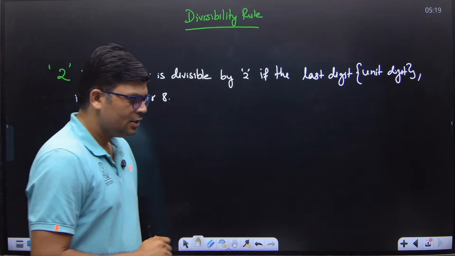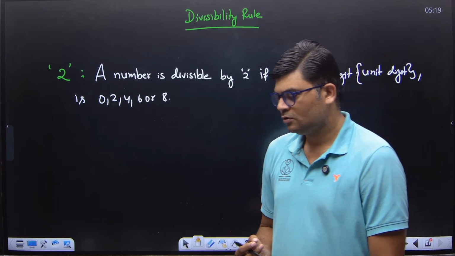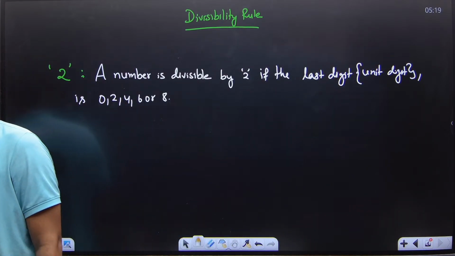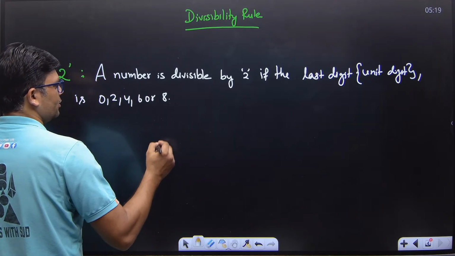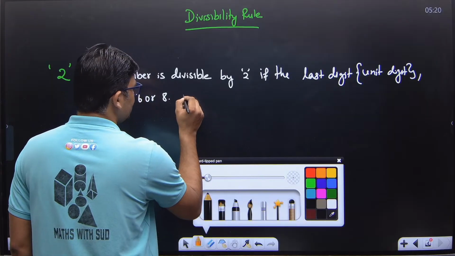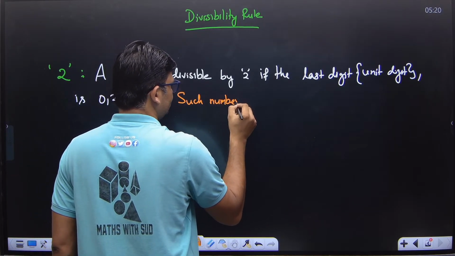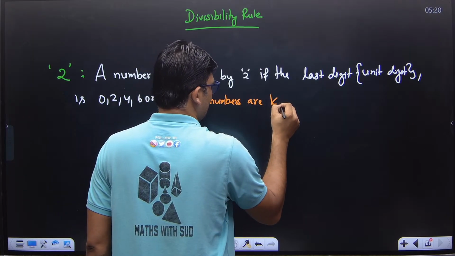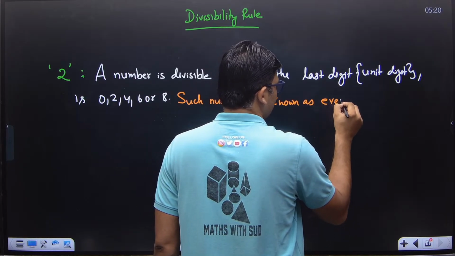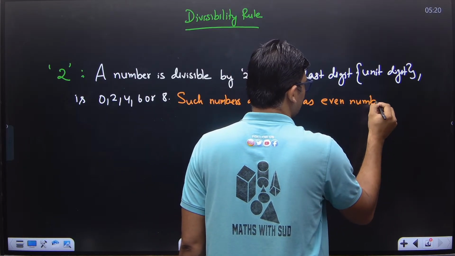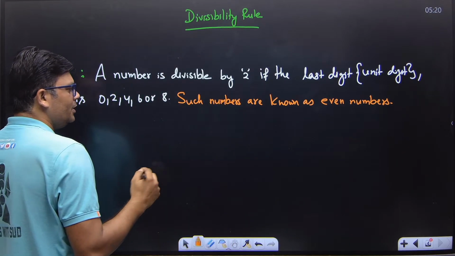What I said? A number is divisible by 2. You can repeat after me. A number is divisible by 2 if the last digit is 0, 2, 4, 6 or 8. And such numbers are known as even numbers. What are they known as? Even numbers.